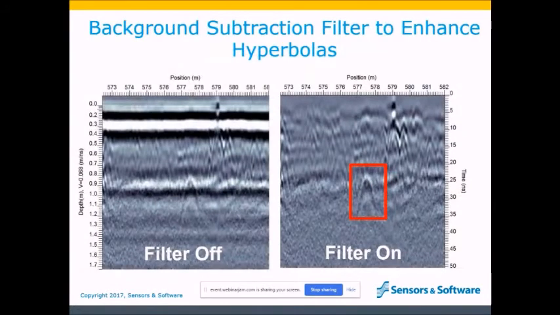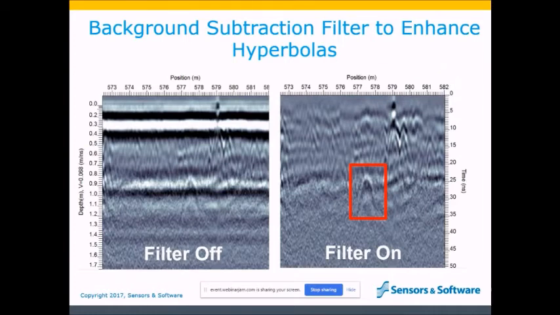Another way to see more in your utility data is by applying a filter called a background subtraction filter. GPR does not just image the objects you're interested in seeing. It shows all the contrast changes in the ground. And some of those changes are not even objects at all. They're soil boundaries and horizontal banding. As a utility locator, you are rarely going to be interested in soil boundaries. They just clutter up the image and can mask the hyperbolas from the utilities that you do want to see.